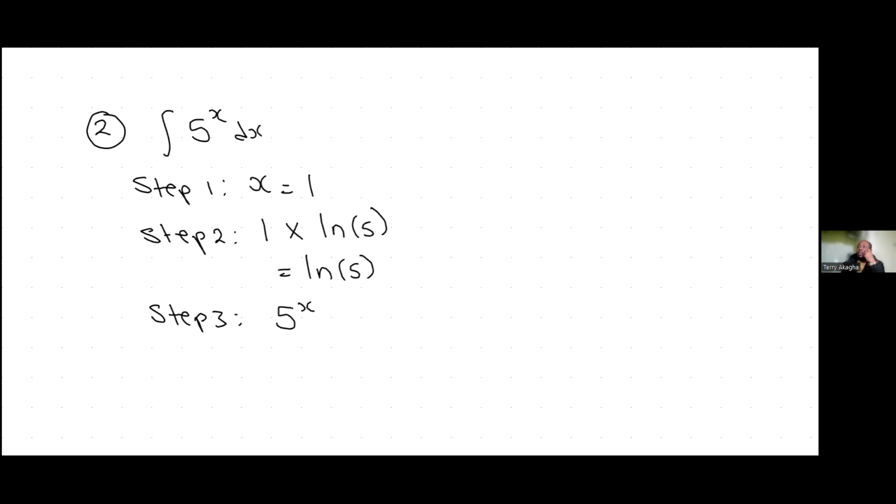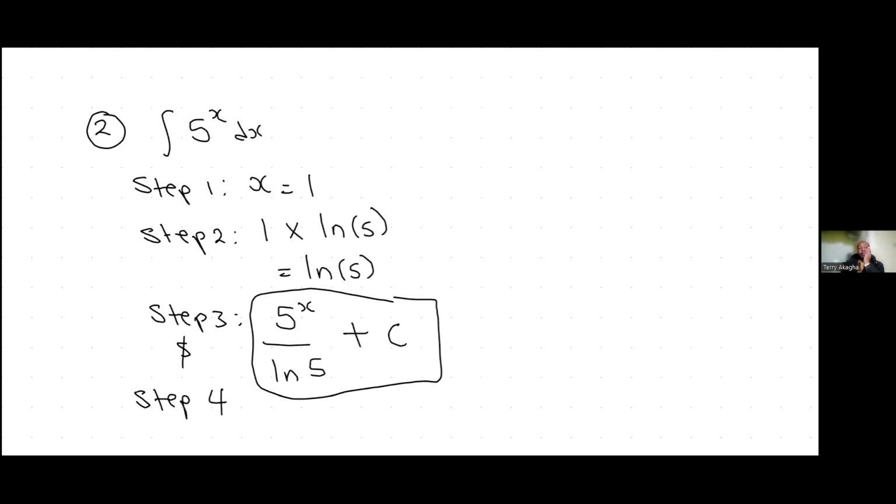Then step 4, we need to add what? C. So I'm going to combine step 3 and step 4 together, and then you add C, and that will be the answer for that. All right? So that is that for that.